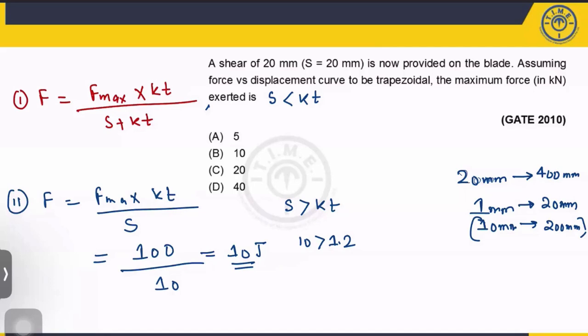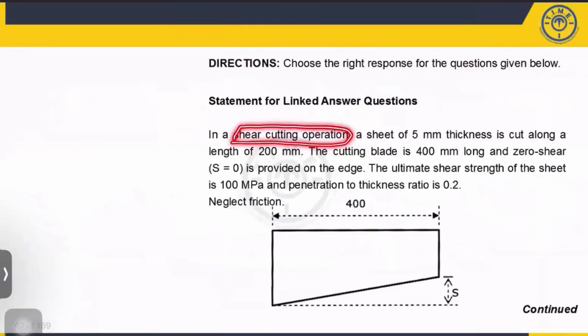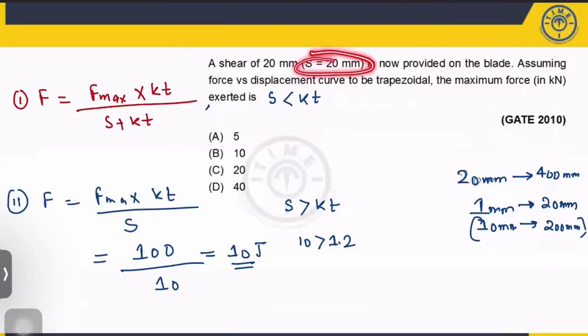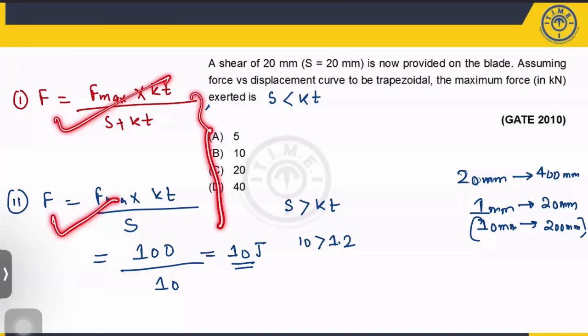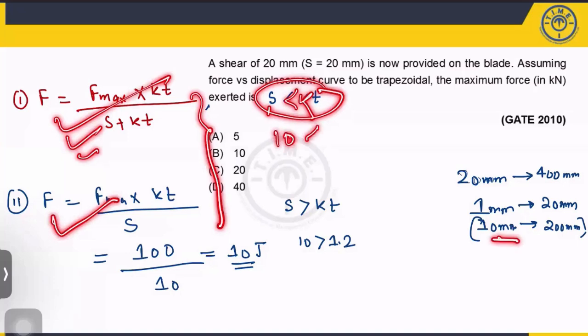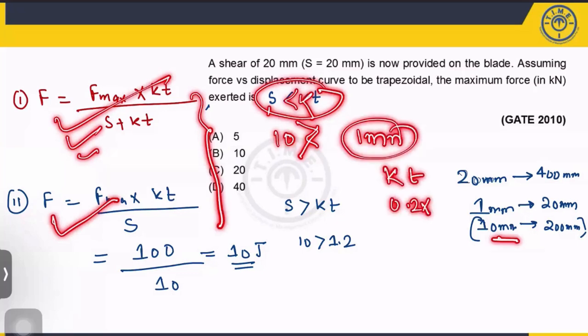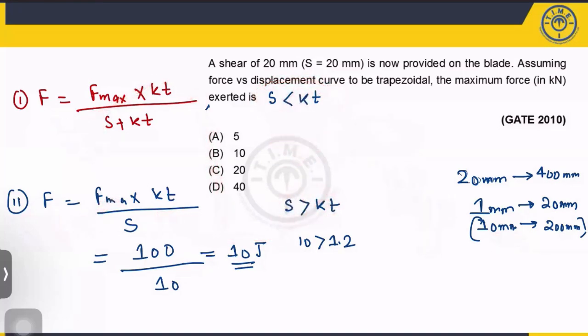Yeah, when the shear is provided, not manufacturing in general, when the question is related to blanking or sheet metal operation. This question is related to sheet metal, no? It mentions shear cutting operation, which means sheet metal operation. Now you have to see, if the shear is provided, that means you have to use either the first formula or the second formula. Which one you will consider is based on this parameter. If S is less than KT, you have to use this one. Here the shear is 10, which you got already, which is greater than 1, because penetration into thickness is 0.2 into 5 is 1. So the S value is greater than KT. That's why I am considering the second one.